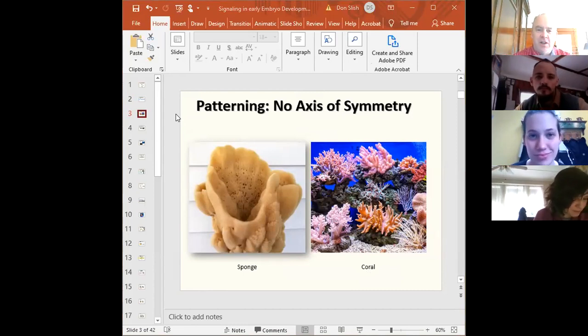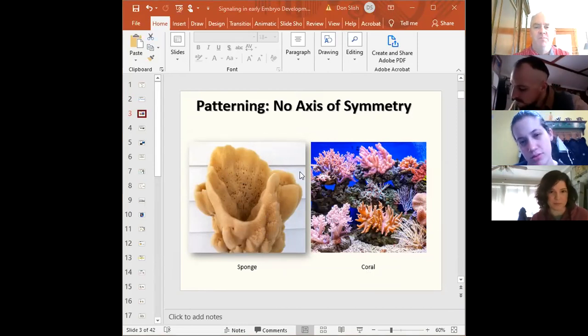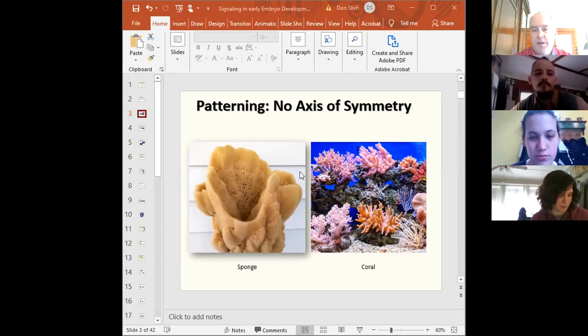Okay, sponge. So sponge has got really no axis of symmetry. It's kind of different from anywhere you look at it. And these cells kind of build off of each other and form a rough structure. And same thing with coral. They're going off in all different directions. And so there's really no axis of symmetry.